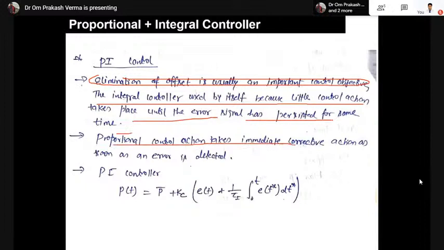So when you use the PI controller, the combination of the proportional and integral controller, what happens? The speed of the proportional controller is comparatively better than the integral controller, right? It is not very sluggish. However, it has some problem of offset.